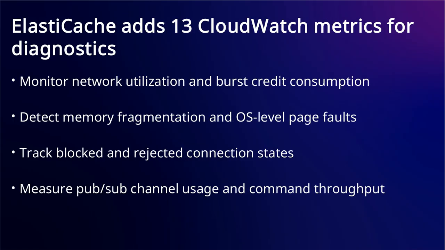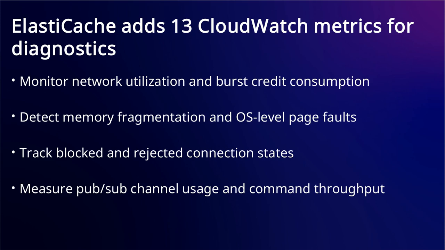You need visibility into network throttling, memory fragmentation, and connection exhaustion in ElastiCache clusters without running INFO commands on individual nodes or calculating baselines manually. ElastiCache now publishes 13 CloudWatch metrics that provide this visibility.